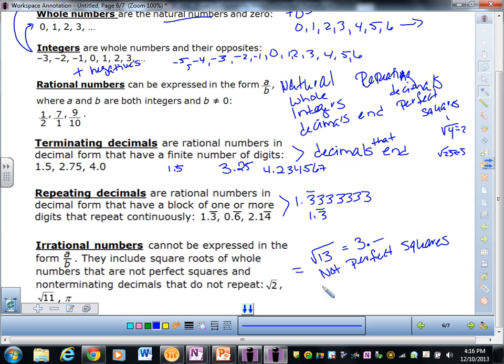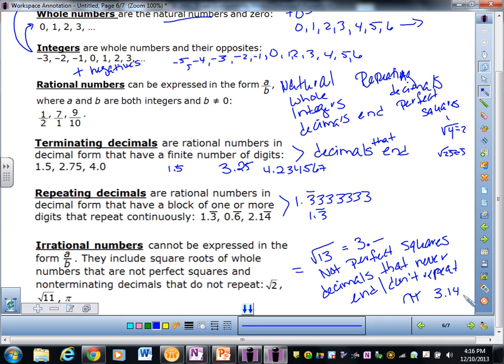Also, your decimals that never end and don't repeat, like pi. The number that represents pi, I know you all know it is 3.14, but actually pi keeps going on forever and ever and ever, and as of today, they still have not found an end to pi. We just round it to 3.14.